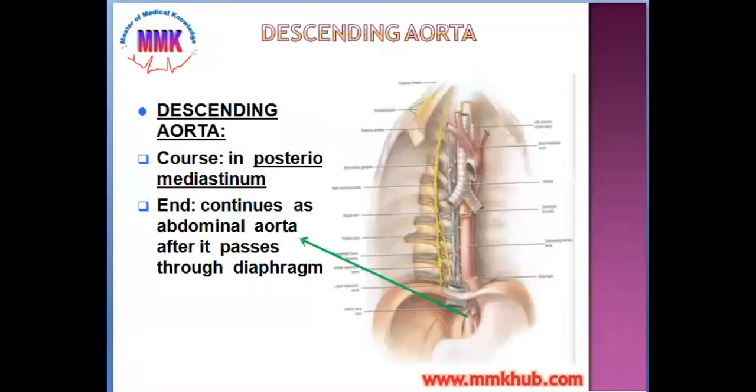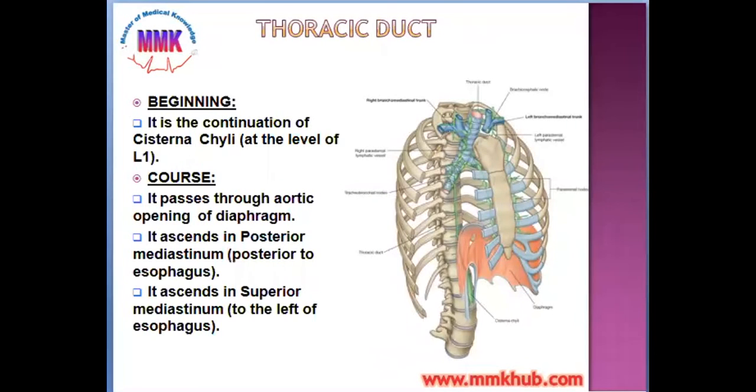Then the descending aorta, its course is mainly in the posterior mediastinum, and it ends as the abdominal aorta after it passes through the diaphragm. Finally, the thoracic duct. Thoracic duct is the main lymphatic drainage of the body. It begins as a continuation of the cisterna chyli at the level of the first lumbar vertebra. And cisterna chyli is basically draining the lymph of the lower limb as well as the abdominal cavity. And when this cisterna chyli crosses the level of the first vertebra, its name changes to the thoracic duct.